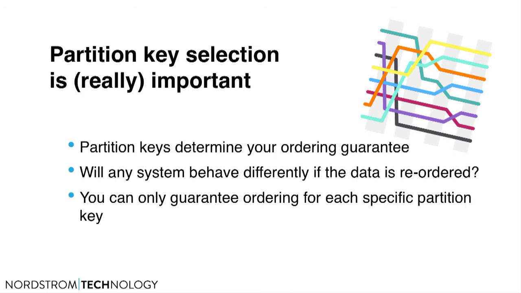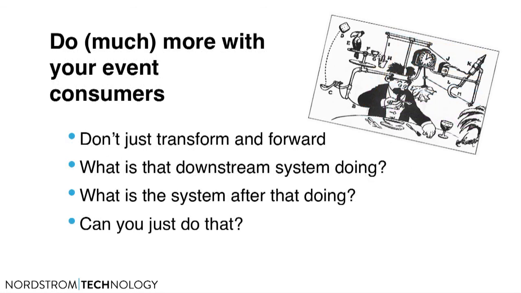and how are you going to use it? And if you don't think you need ordering guarantees or partition keys, I would ask, will any system in your entire system behave differently if those events were reordered? And there's some subtle ways that those issues may come up. So really think about and make a deliberate decision about whether you're going to maintain ordering across your system and what your partition key is going to be.